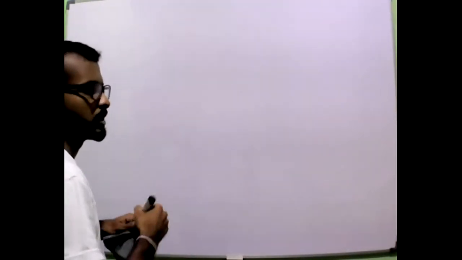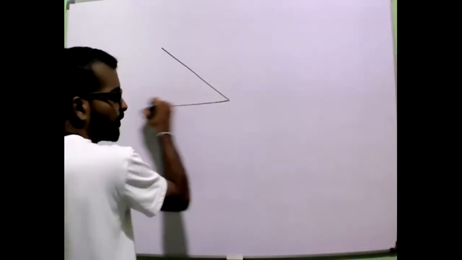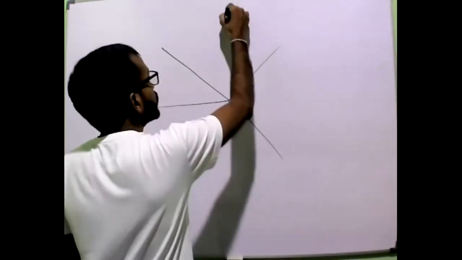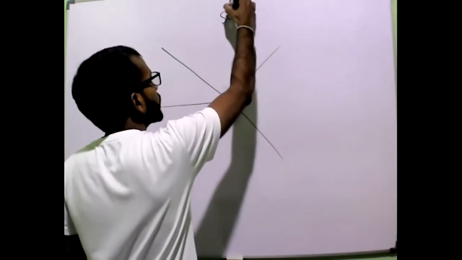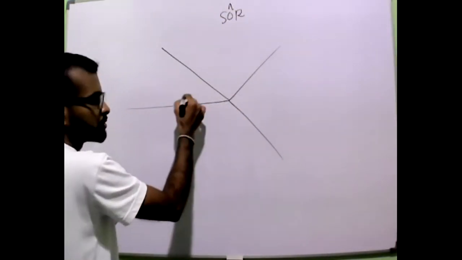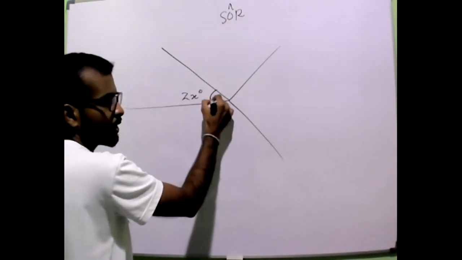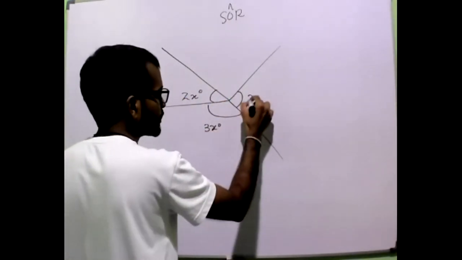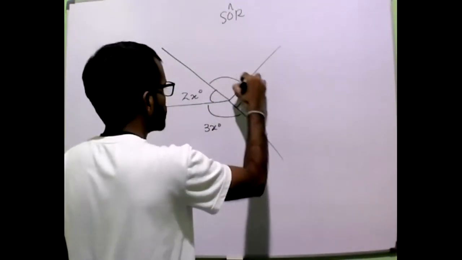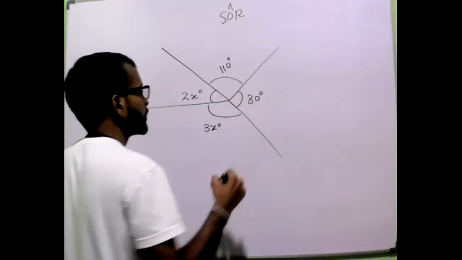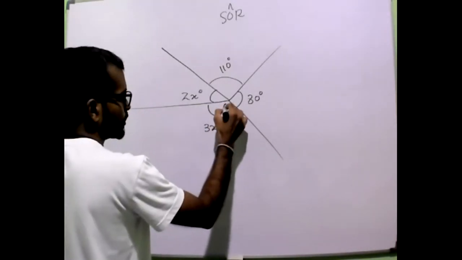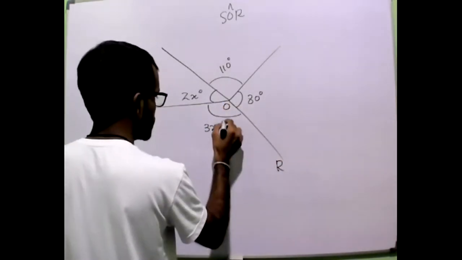So in the fifth one, it is something like this. They are asking the value of SOR angle. So this is 2x, this is 3x, this is 80 degrees, and this is 110 degrees. SOR angle means this one, SOR, that is 3x.